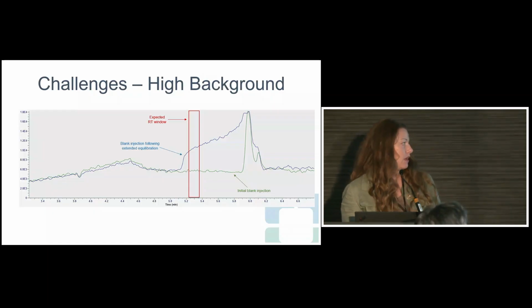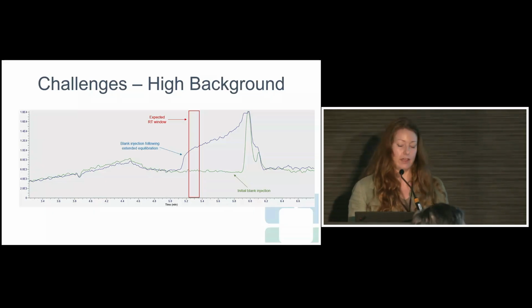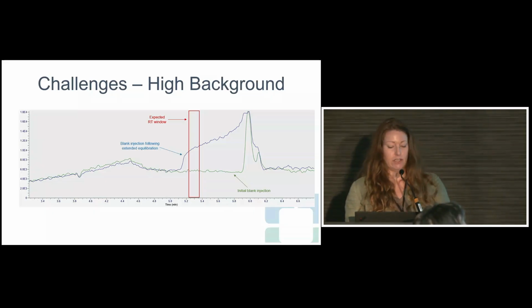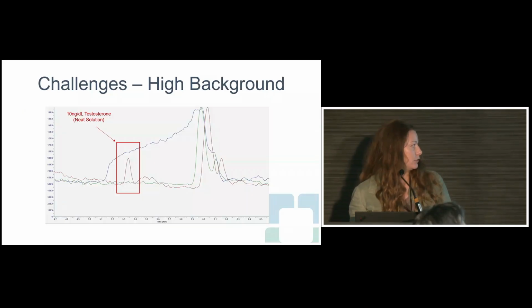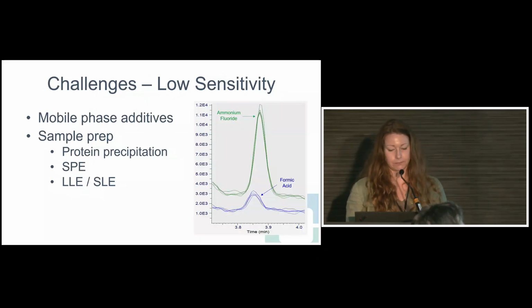This is an example of the water that we were using. So we did an initial blank injection here, and that's highlighted in green, and then we had a high equilibrium with the aqueous mobile phase. And as you can see, the highlighted red box is the expected retention time of testo, and this is our neat solution of 10 nanograms per deciliter. So this gradient with this mobile phase setup wasn't going to work, because if we're not seeing this in neat solution, we're definitely not going to see this in matrix.